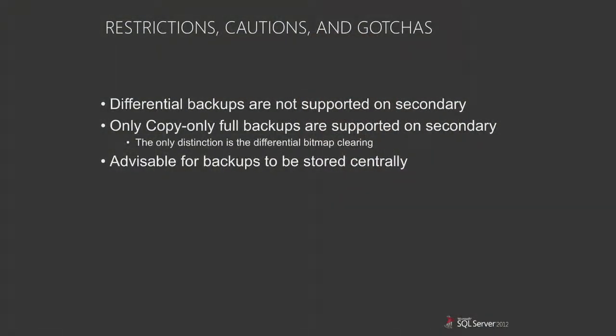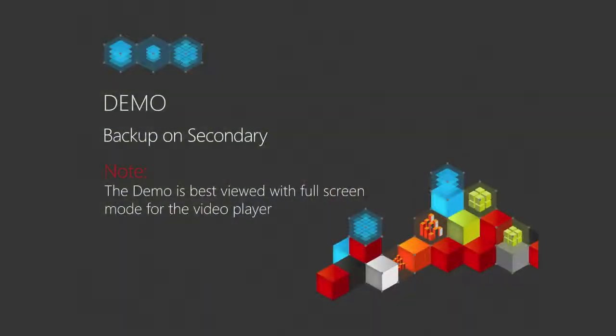One tip and trick about this is that differential backups are not supported on secondary. Only copy-only full backups are supported on the secondary. For primary, differential backups work, and normal full backups work. The only distinction between copy-only full and normal fulls is that the copy-only full does not support differential backups. Again, it's advisable for your backups to be stored centrally, whether that's done by backing up directly to a common file share, or by copying the backups to a file share after the fact. Either one works. So now I'd like to show what this looks like in practice when you do the backups on both primary and secondary.